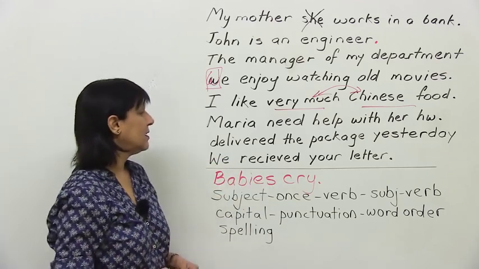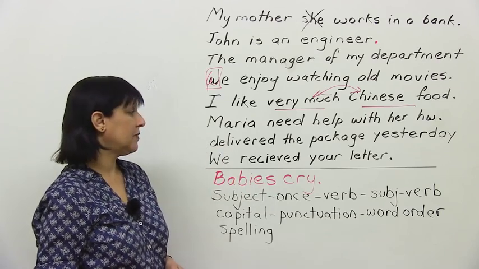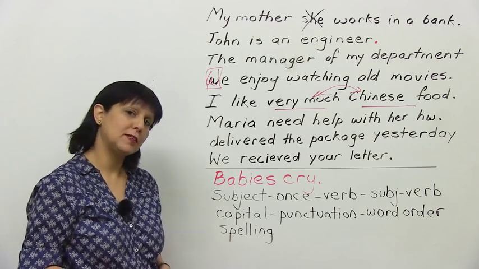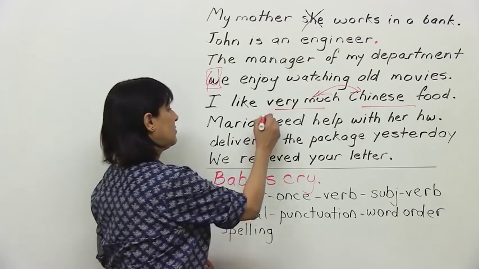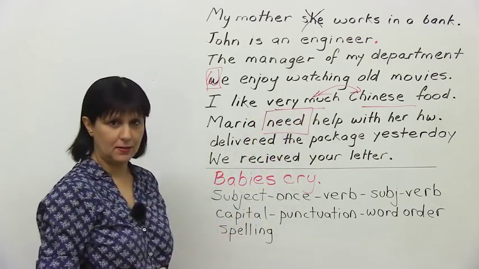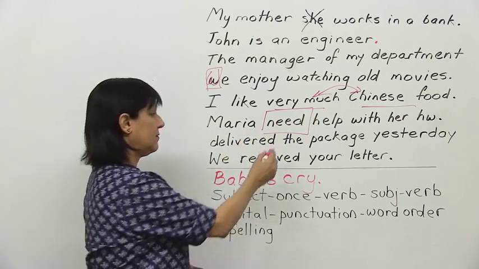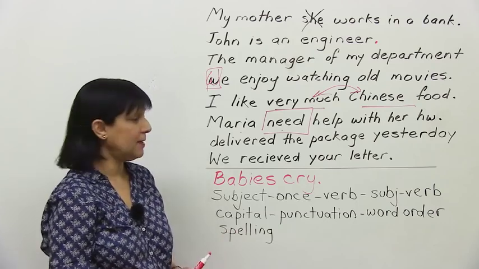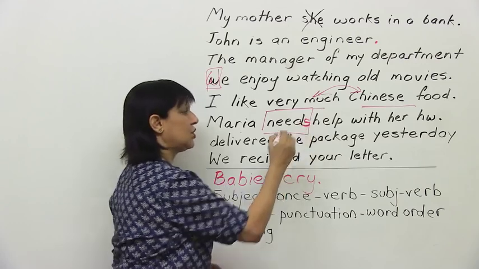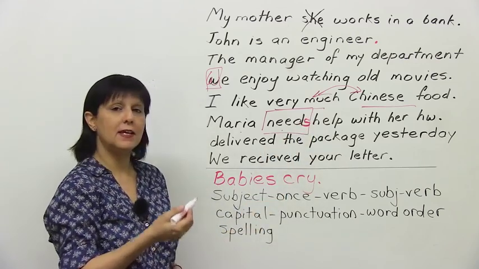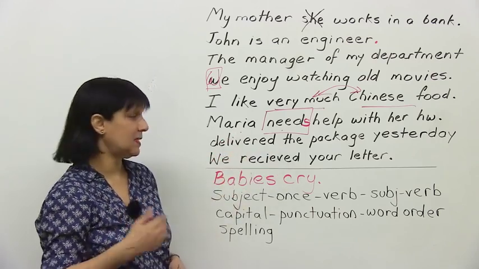I like Chinese food very much. Okay? Next. Maria need help with her homework. Maria need help with her homework. What's wrong there? Okay? So the mistake is here. The mistake is in subject-verb agreement. The verb has to agree with the subject, right? And if we say Maria, it's like she, and we would have to say she needs. Maria needs help with her homework. So the error here was in subject-verb agreement.